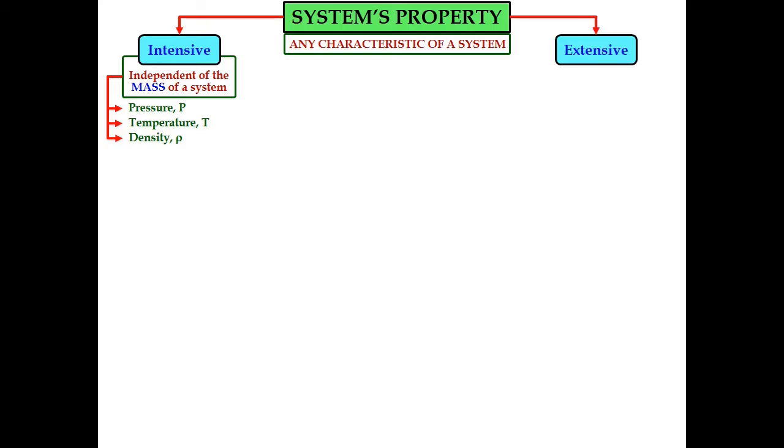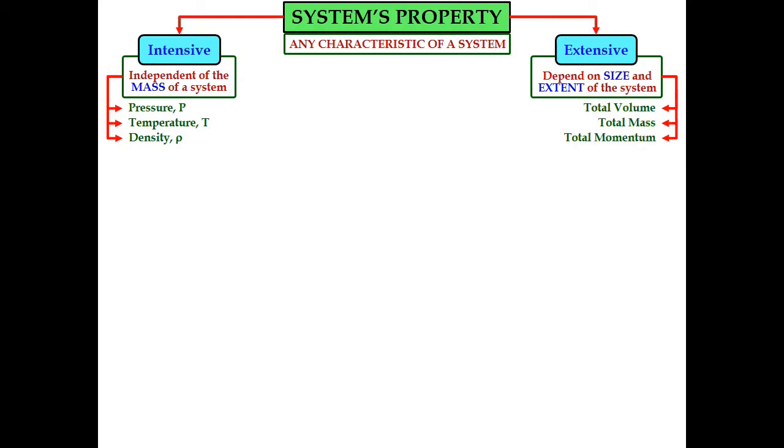The second type is extensive properties, where this kind of property depends on the size and also the extent of the system, which means if the size of the system changes, these properties will also change in value. For example, the total volume, the total mass, and also the total momentum. Now, how do we differentiate these two types of properties?